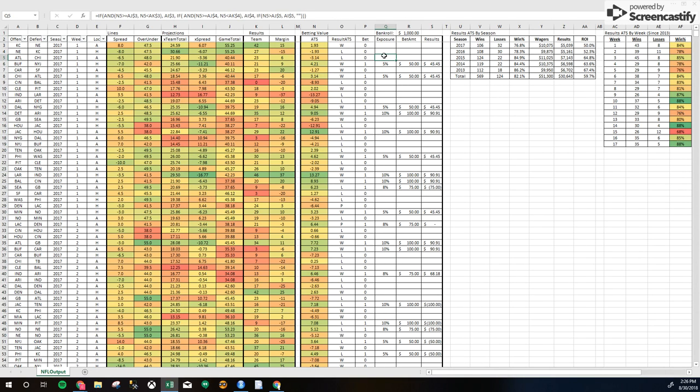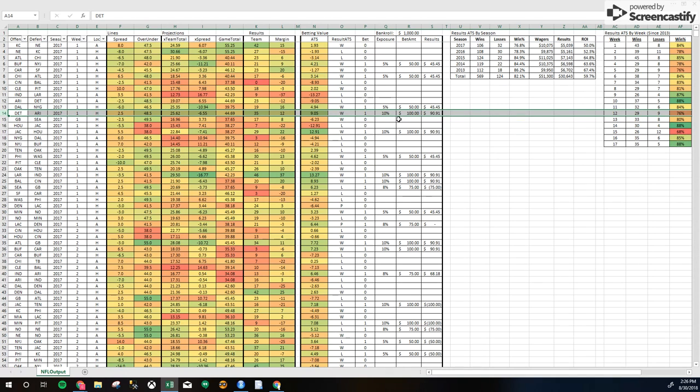The exposure percentage really depends on how much value we have. If you come down here, we have 9 points of value on this game, which was Detroit against Arizona, so we would have bet 10% on this one and would have won 91. If you changed this to a $10,000 bankroll, you would have been betting up to 1,000.